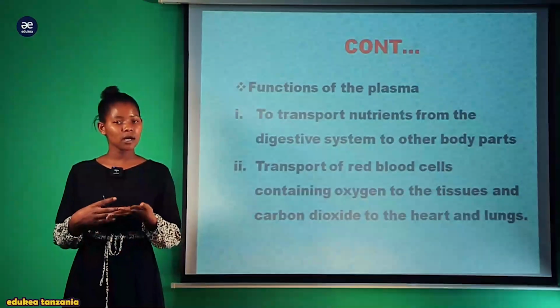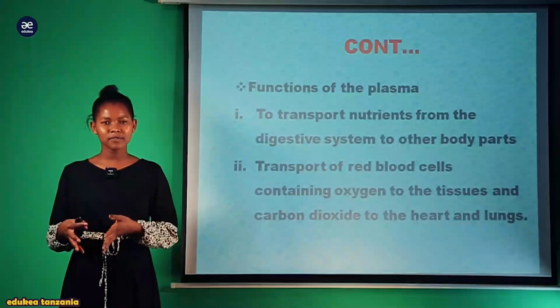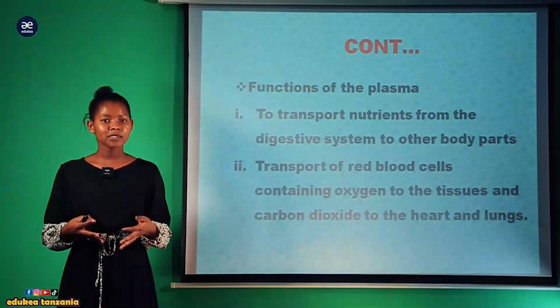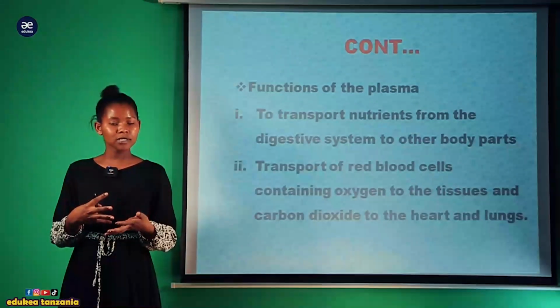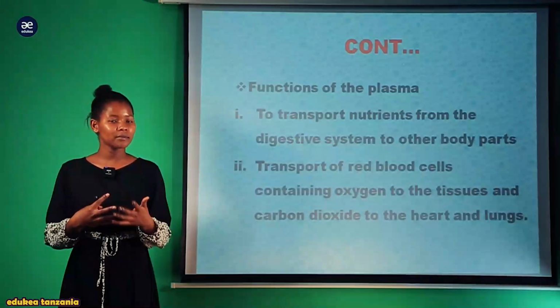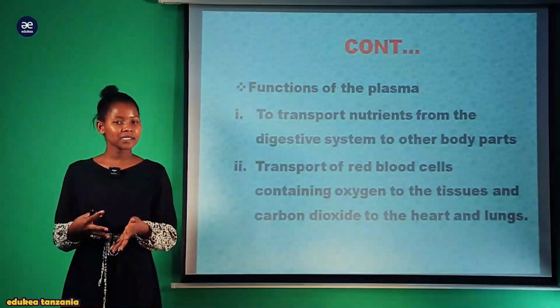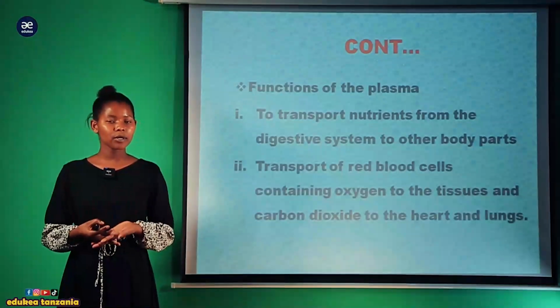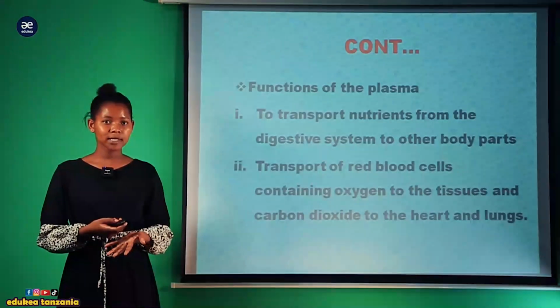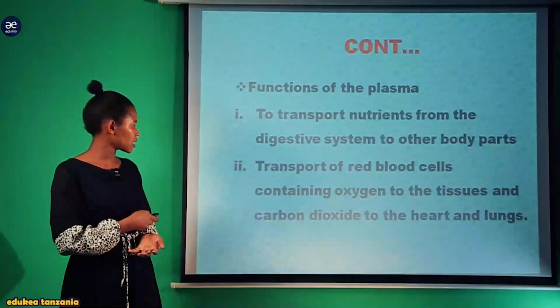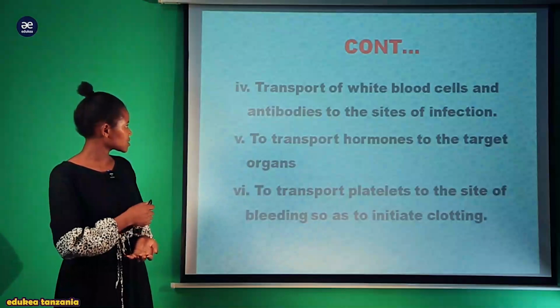Tunapozungumzia hizi functions za plasma ni kama tu functions za blood. Kutransport nutrients kutoka kwenye digestive system kwenda kwenye blood, kwenda kwenye parts nyingine za body, na pia kutransport zile carbon dioxide gases na other waste to the heart.